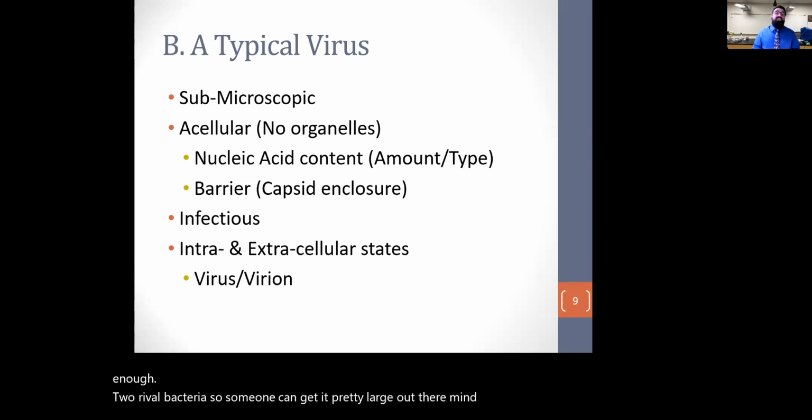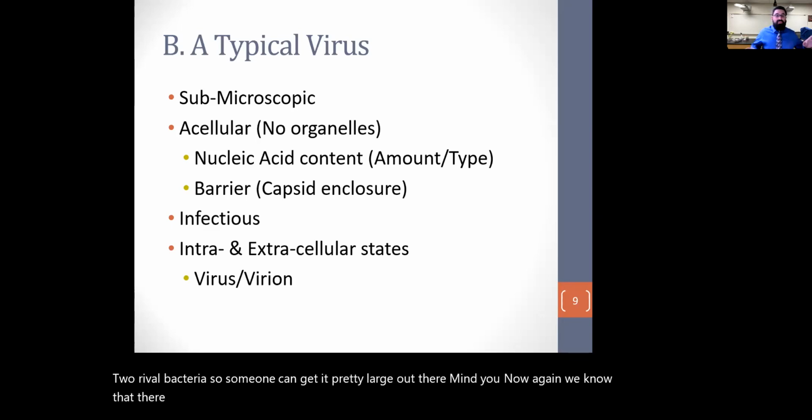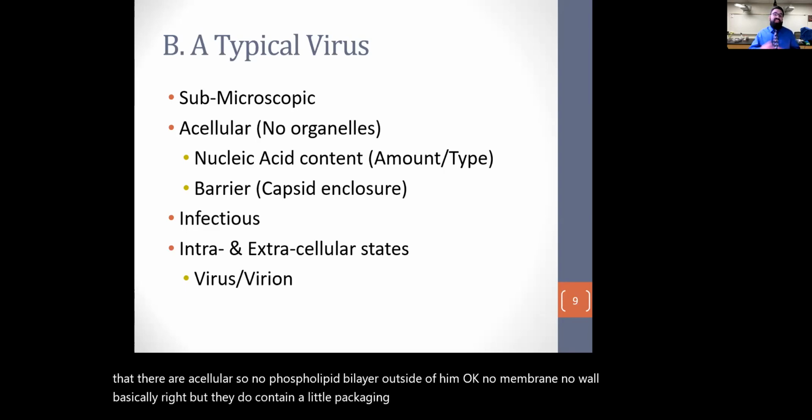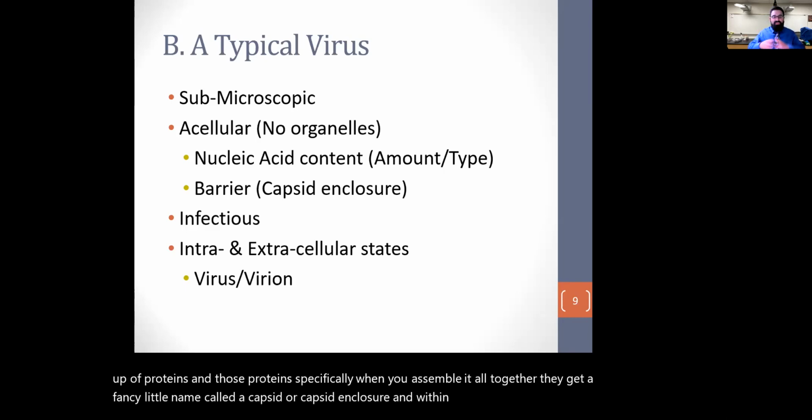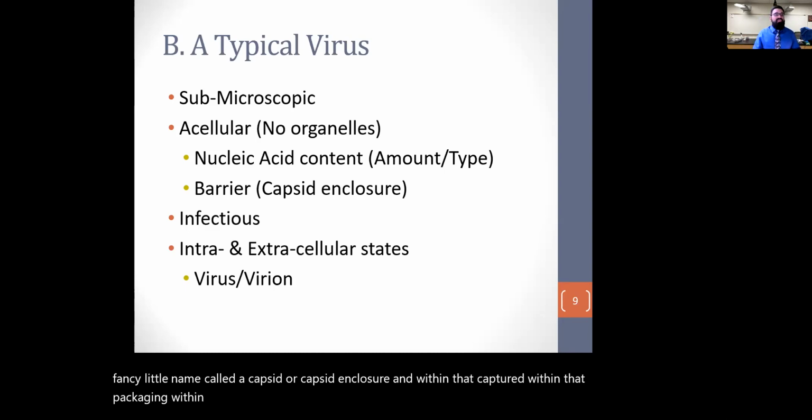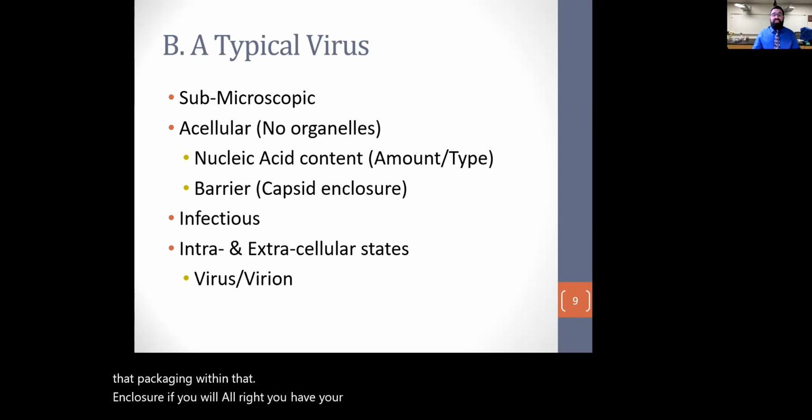Now, again, we know that they're acellular, so no phospholipid bilayer outside of them. No membrane, no wall, basically. But they do contain a little packaging system. Their packaging system is made up of proteins. And those proteins, when you assemble them all together, get a fancy little name called a capsid, or a capsid enclosure. And within that capsid, within that packaging, within that enclosure, you have your nucleic acids. You have your DNA, or in this case, possibly even RNA.